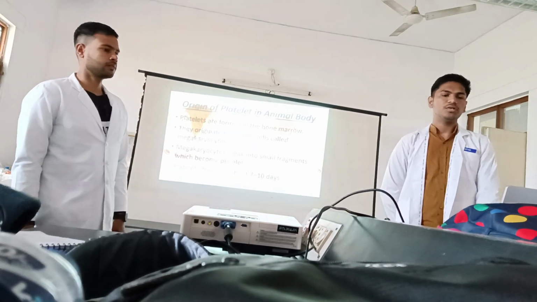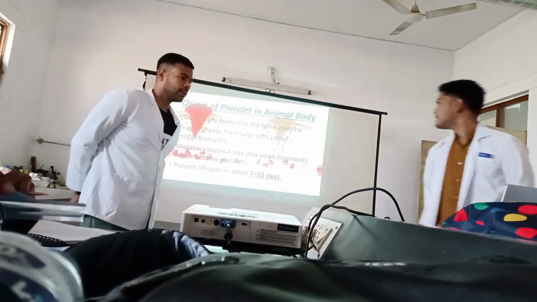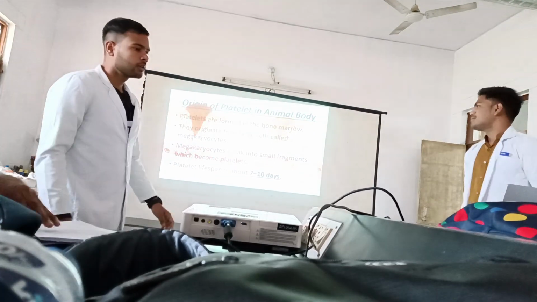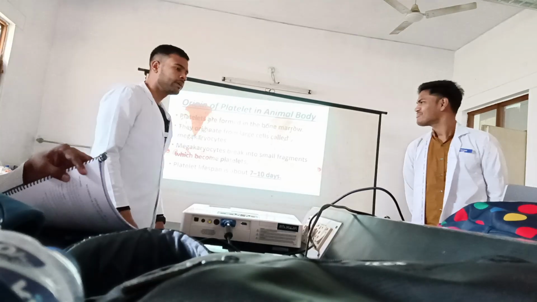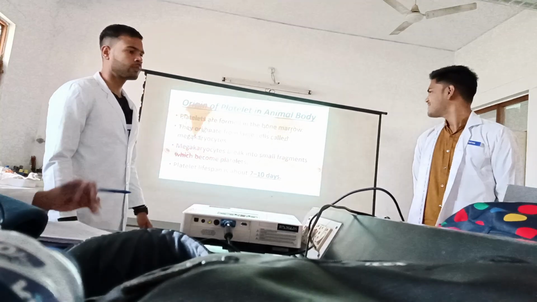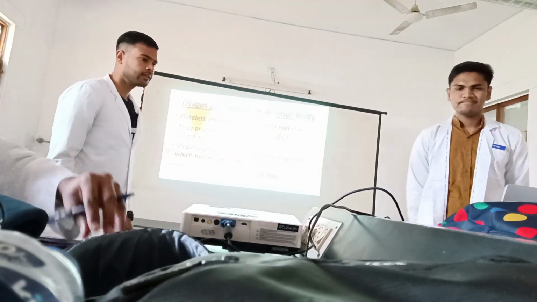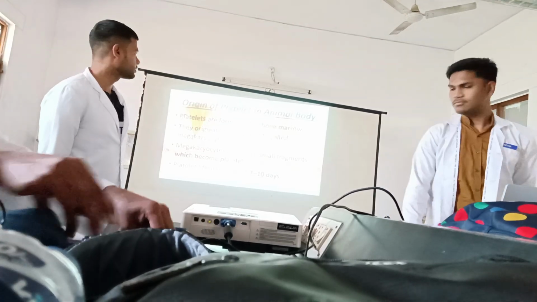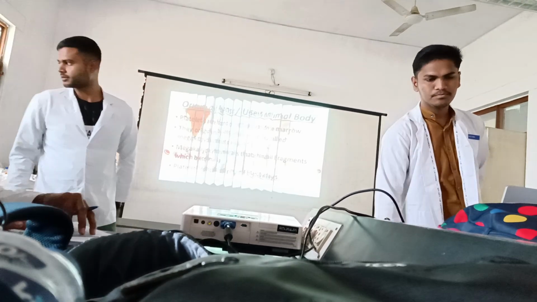Now coming to the topic, origin of platelet in the animal body. The platelets are formed in the bone marrow. They originate from large cells called megakaryocytes. Megakaryocytes break into small fragments which become platelets. Platelet lifespan is about 7 to 10 days.